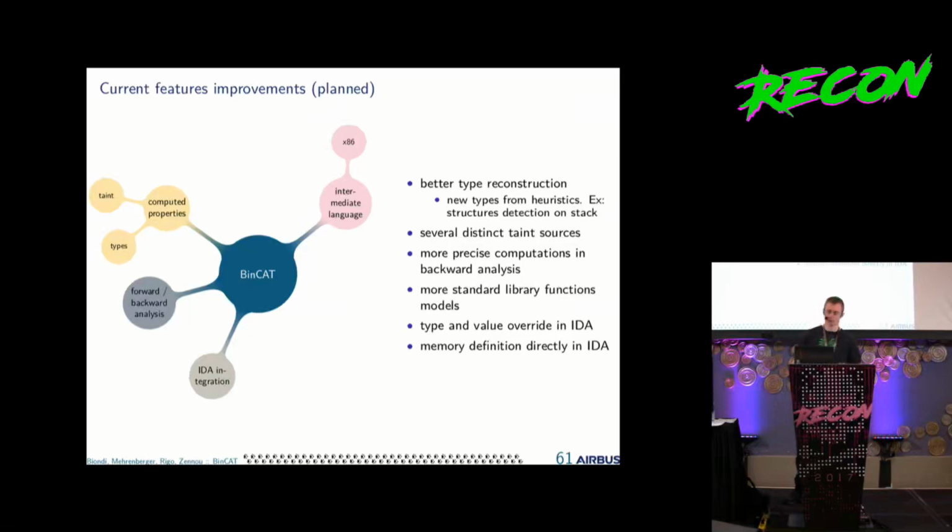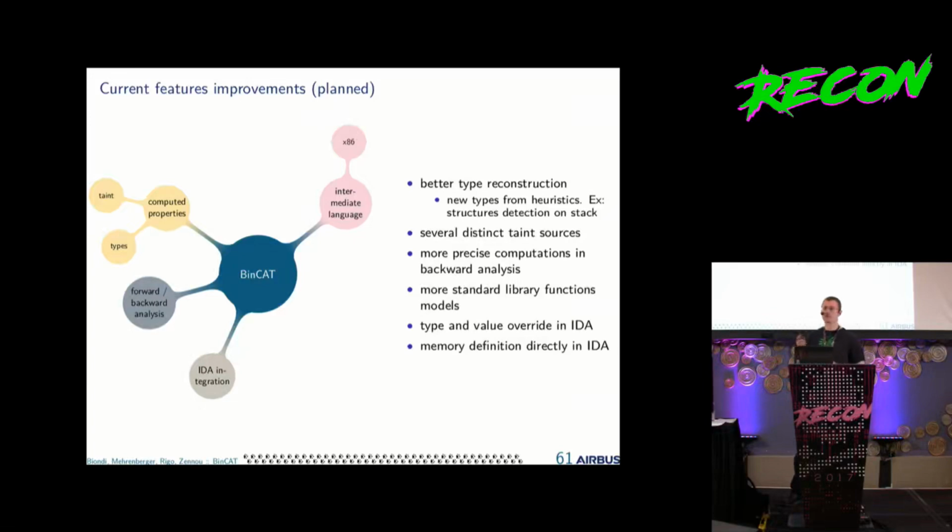One very important feature that we are going to add is, for now, we only have one taint source. So for example, in the toy example that we had, if you took the company and the name and tainted them at the same time, in the end, you would get a result like, I know this is tainted, but I don't know if it comes from the company or from the name. So we are going to add several taint sources so we can run one analysis and follow different data flows at the same time. We are going to refine the computation for backward analysis. We'll also model more standard library functions like sprintf or other ones. And we want to also improve the user experience by adding new functions in the IDA plugin.